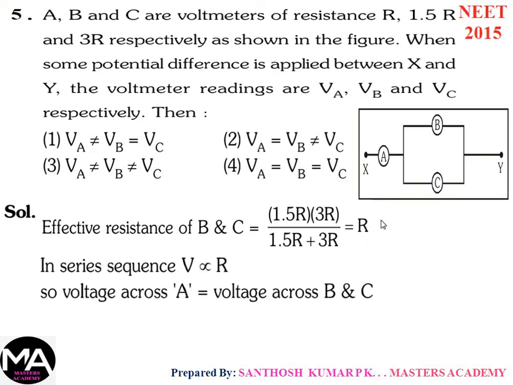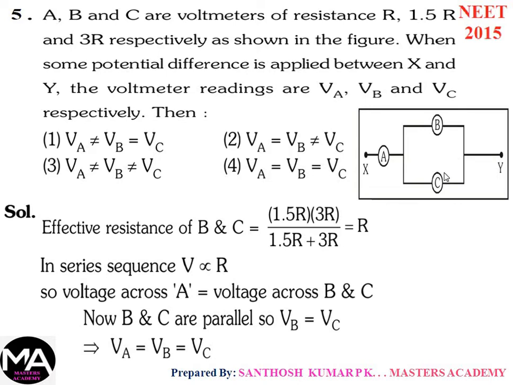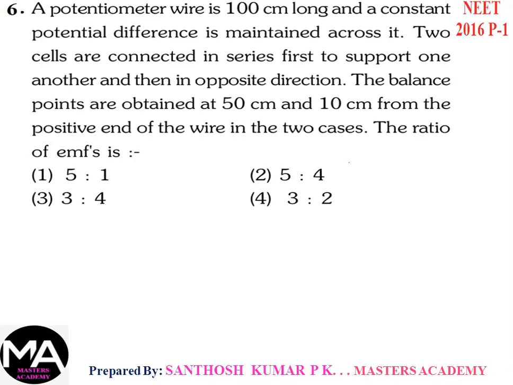Now, in series combination, we know that voltage is directly dependent on resistance. Therefore, the voltage across A is equal to the total voltage across B and C. Since B and C are in parallel, VB will be equal to VC. Therefore, VA is equal to VB is equal to VC. So, answer is fourth one. Option fourth one. Next problem.